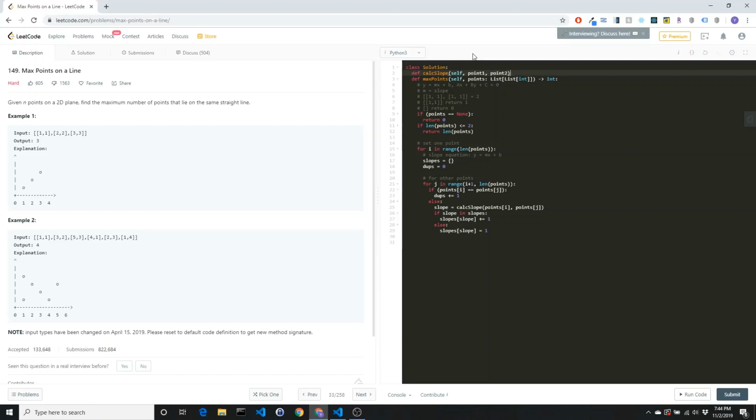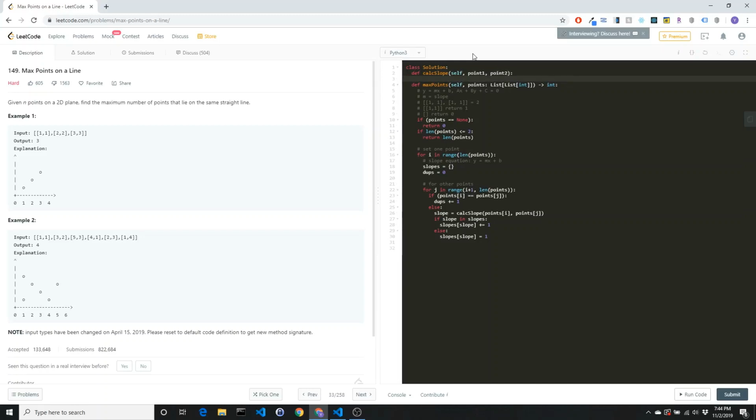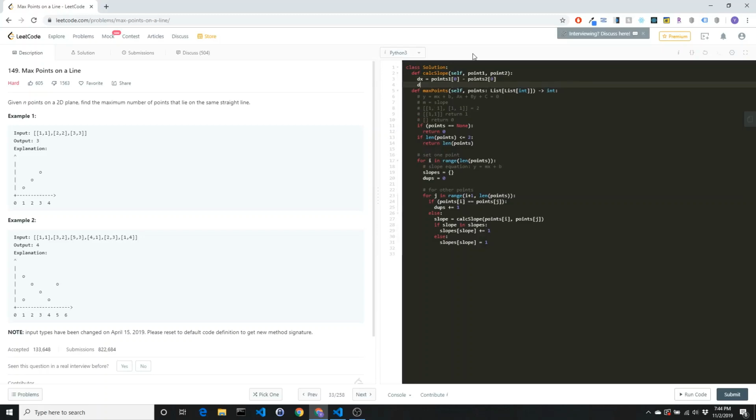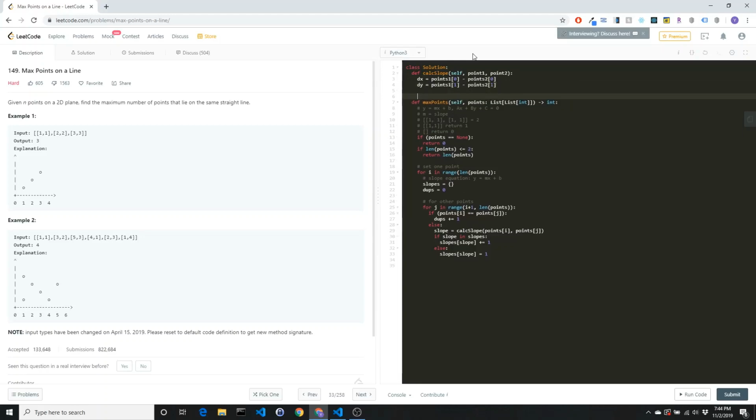Okay, and so we're going to calculate the change in x and the change in y. So it's going to be point 1's first index minus point 2's first index, and then similarly dy will be point 1's second index minus point 2's second index. And now usually what we should do, we should just return the slope formula, right? So it would be dy over dx.